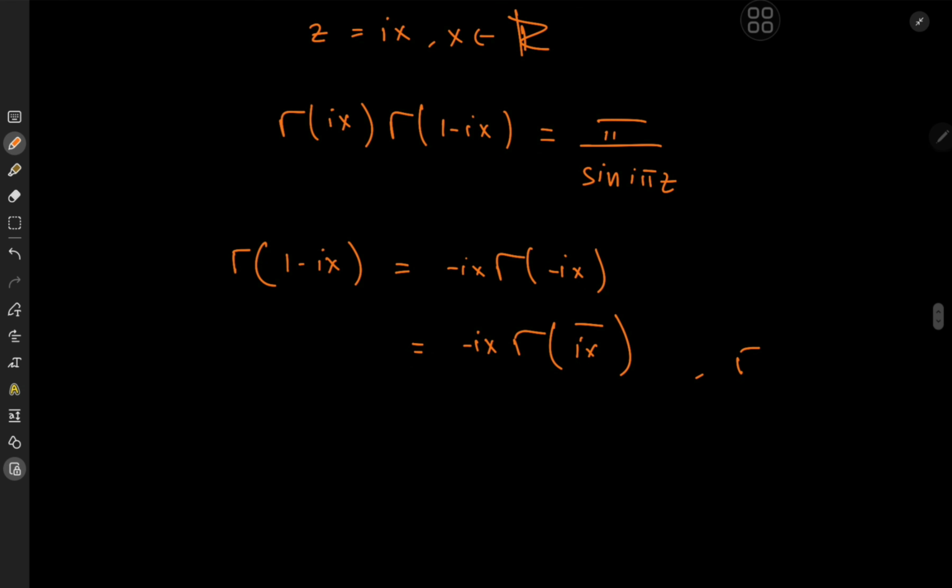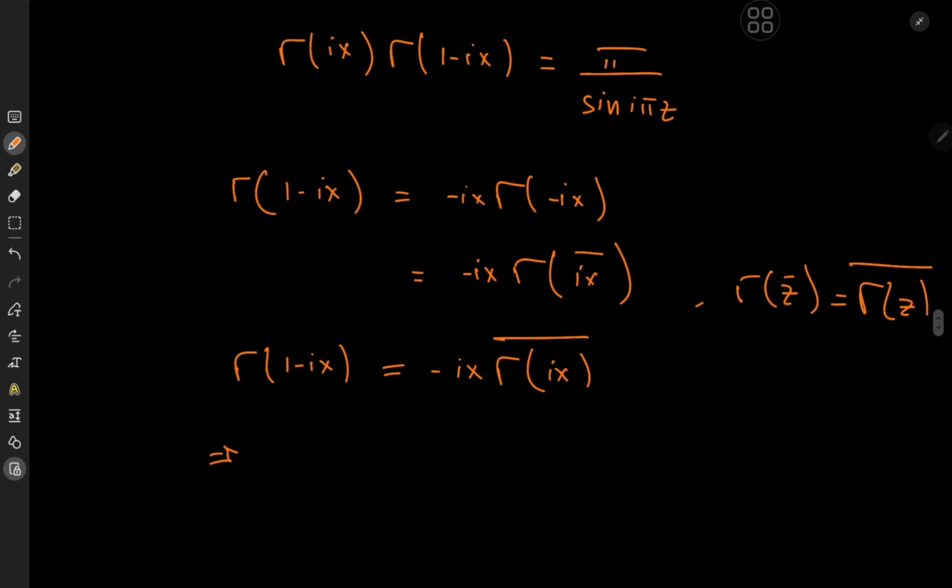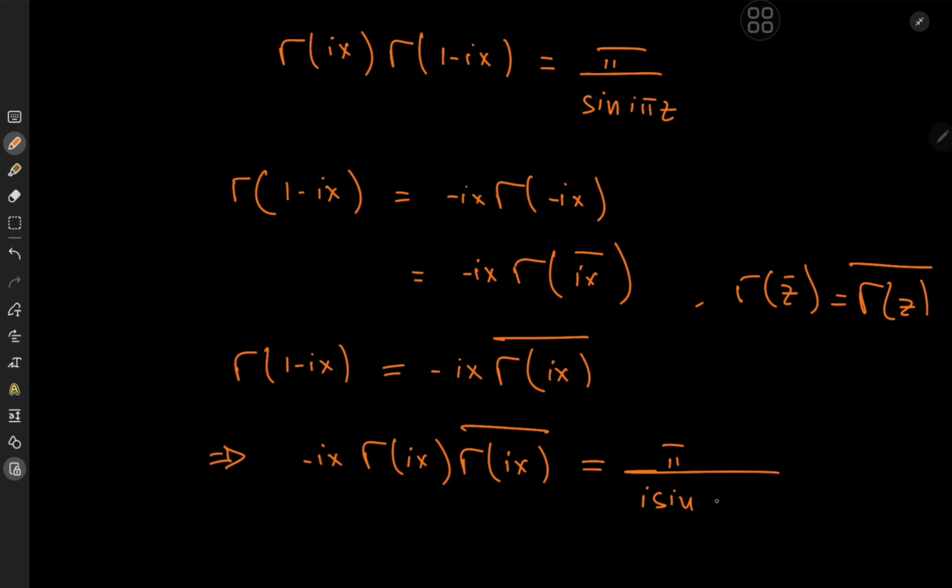And we know that gamma of z bar equals the conjugate of gamma z. So that means we have gamma 1 minus ix equal to negative ix times the conjugate of gamma ix. Okay, cool. So all of this implies that we have minus ix times gamma ix times the conjugate of gamma ix equal to pi over the sine of i pi x, which equals i times the hyperbolic sine of pi x. So we have sinh of pi x.